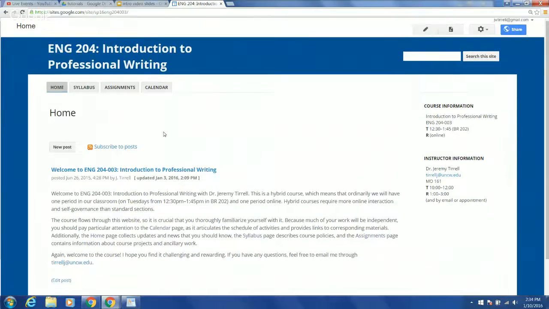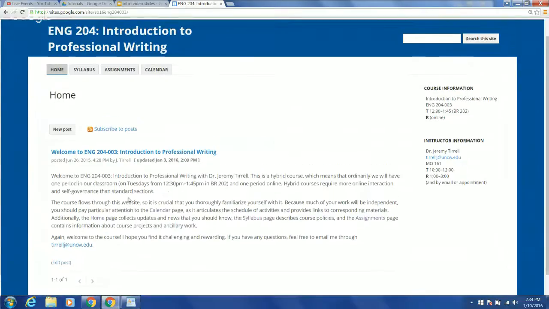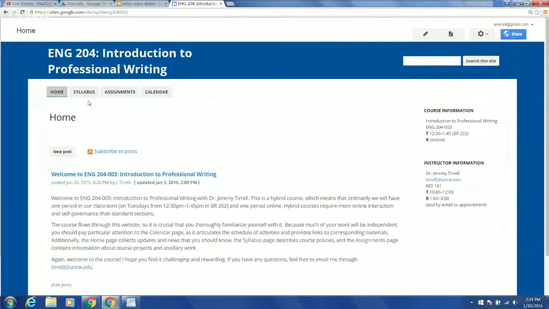So we're here on the home page, and this is where I'll put updates and new things and changes and that kind of thing. Right now, we've just got this welcome message from me that tells you a little bit about the course and then directs you to other sections of this website. So that's the gist of that.